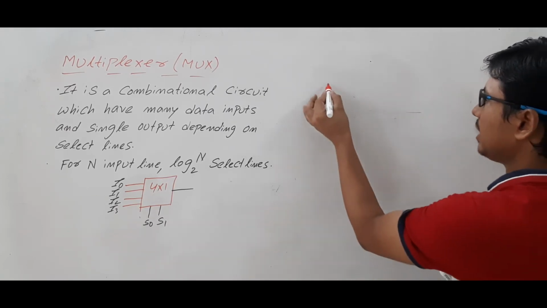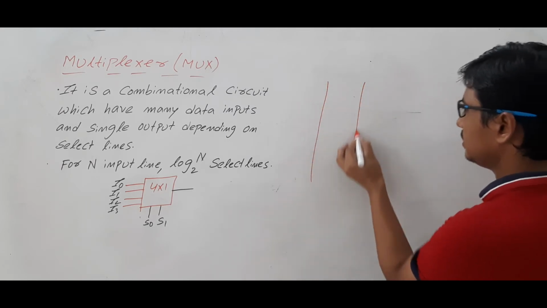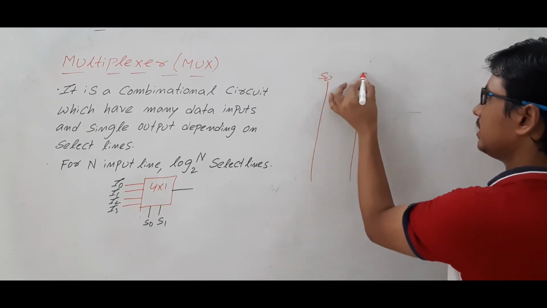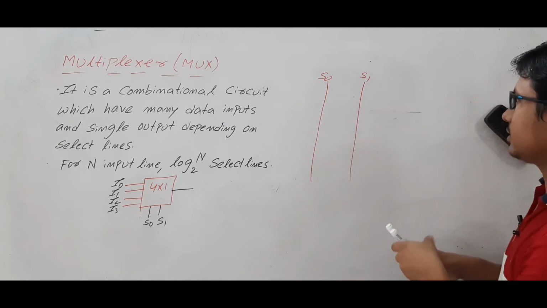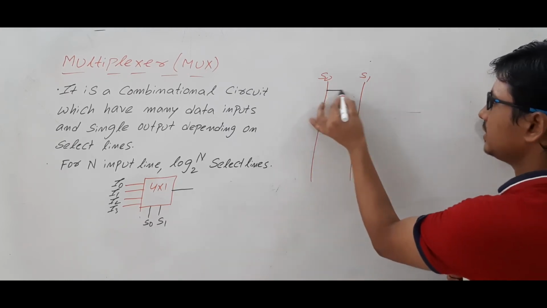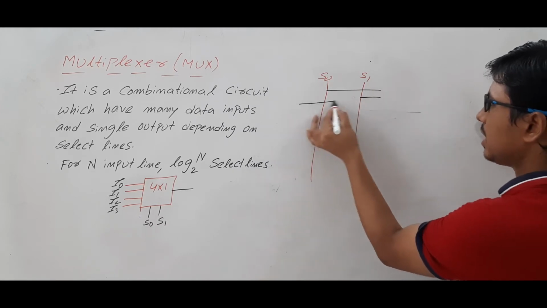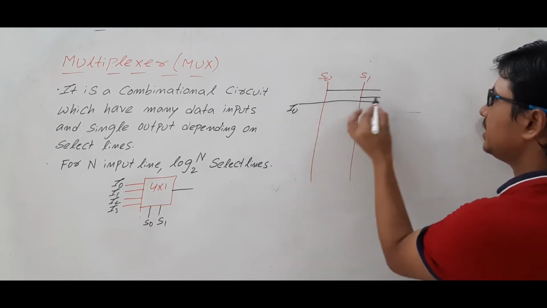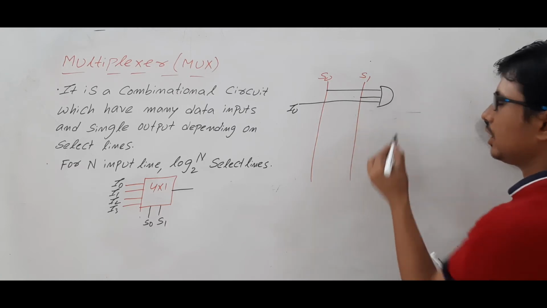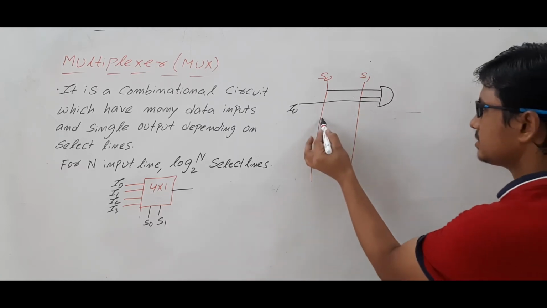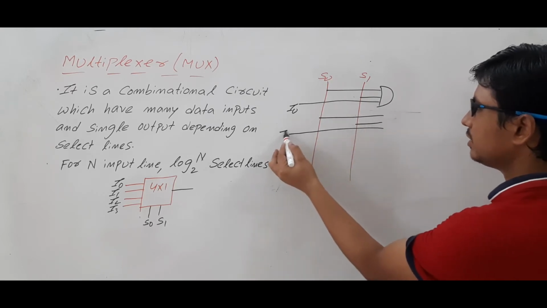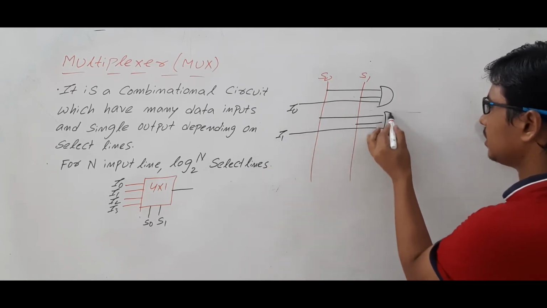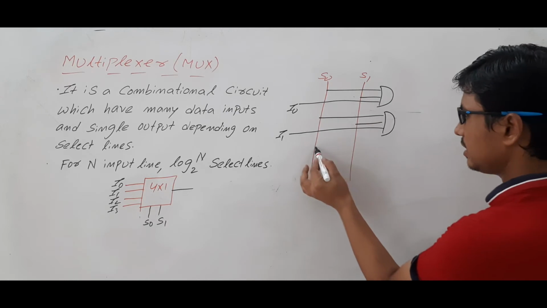Now we will have S0 and then you have S1. Okay, and you will have S0 and S1, and I0 will be given to an AND gate. I hope it is looking like an AND gate. Similarly, S0, S1 and I1 will be given as an input to another AND gate.